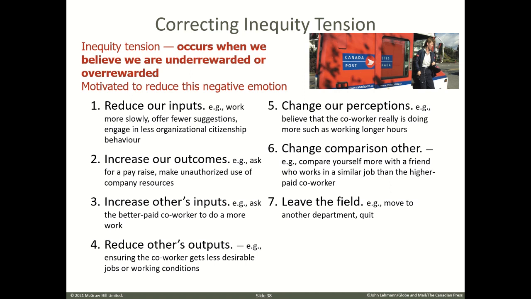The first one: reduce our input, for example, work more slowly. In this case, what will happen? If we are under rewarded, then we as employees will try to reduce our inputs. For example, work more slowly; the hours are there, just killing the time to get money, right? Offer fewer suggestions. Initially the person was giving more suggestions to the company, now he says, why give any suggestions? My efforts are not rewarded, I don't want to go with that.